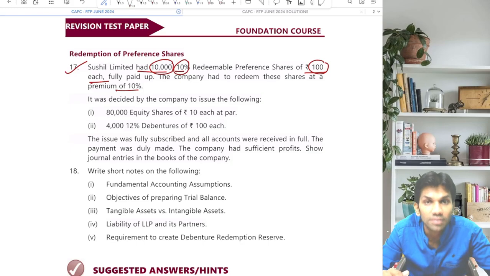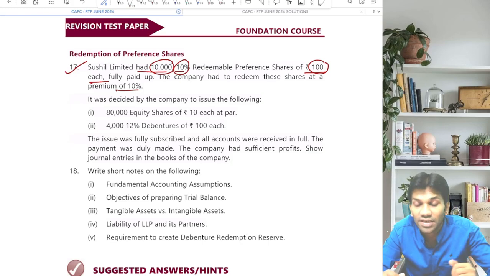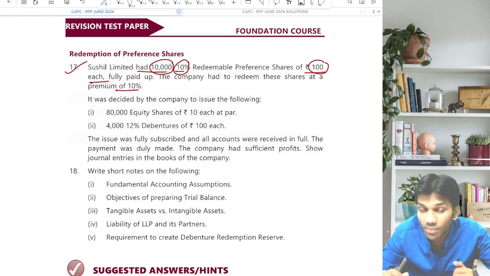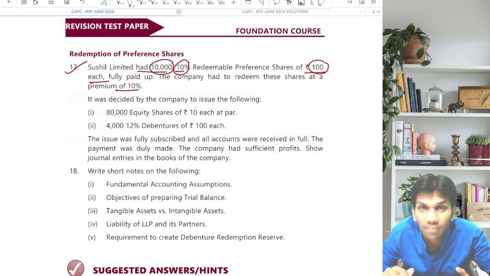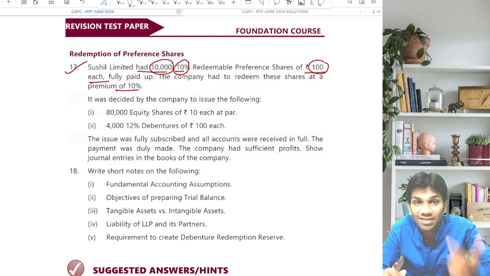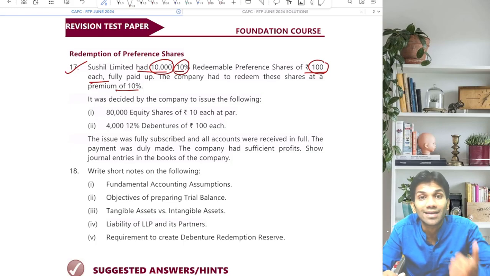First important thing is, students please check whether the preference shares are fully paid or partly paid. Here the preference shares are fully paid up. Sir, what if they were partly paid up? Then same rule like bonus shares. Make a call and receive a call. So make a call means final call money due.